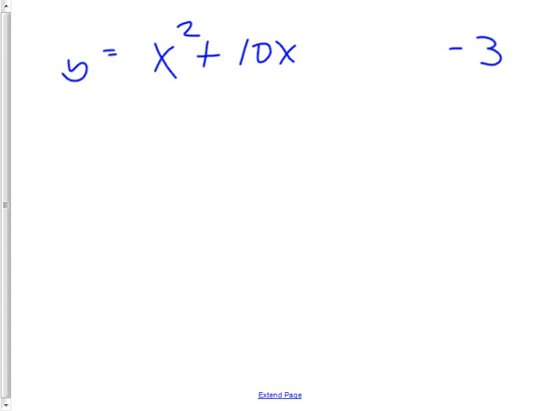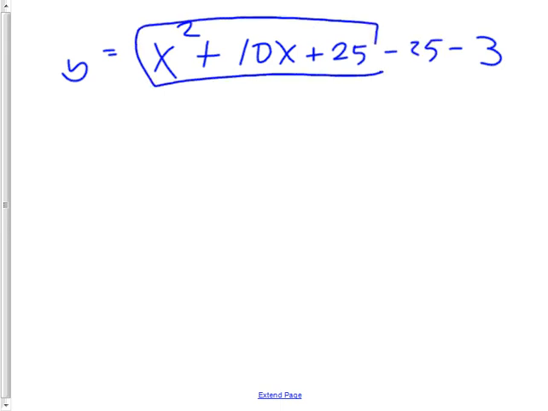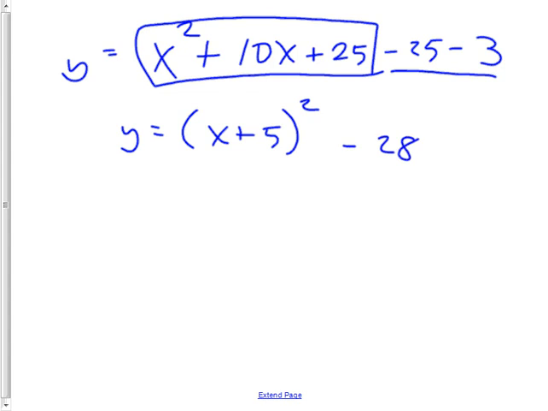Good. A lot of people doing this right. Half and square, half of 10 is 5. 5 squared, 25. And then you go minus 25. This part factors perfectly, so you got y equals, I'm just going to jump right to it, x plus 5 squared. There's 2 of them, if you wanted to write it out. These together make minus 28. All right. That was too easy to be an R3. That could be like an R2.